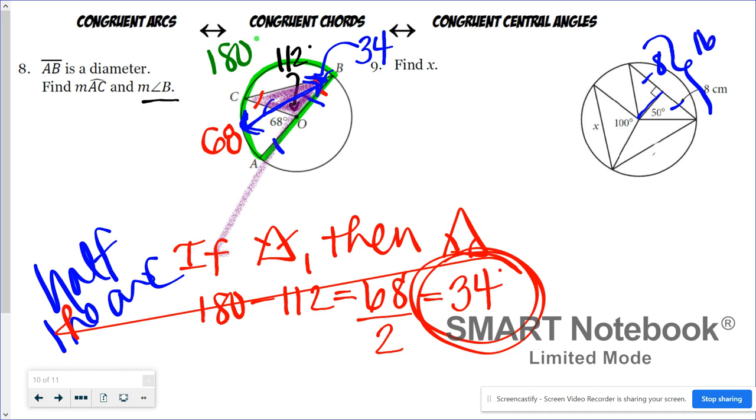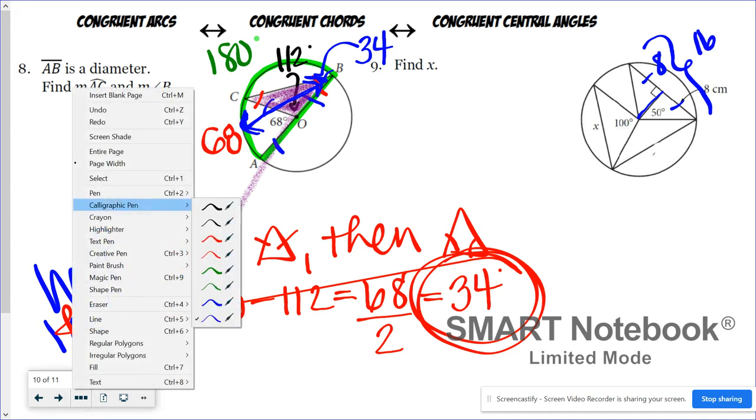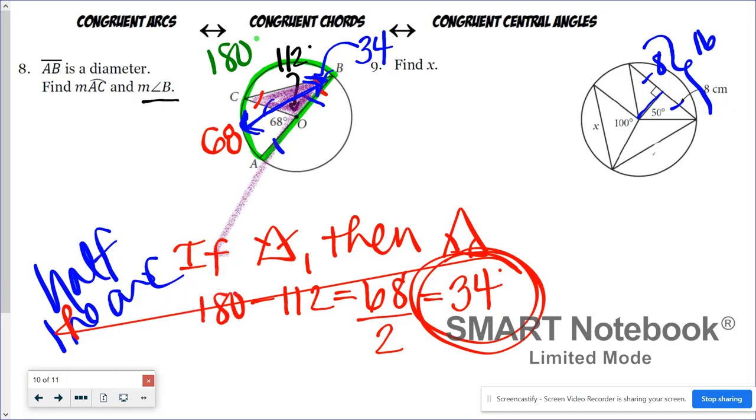So I definitely know that chord on the right is 16. But how do I know that the chord on the left, the x, is also 16? Well, if this angle here is 50, then the angle right next to it is 50, so the two of them together are 100, which means these two angles are congruent. And when you have congruent central angles, you have congruent chords, which means x is 16, just like you thought it was, but now you know why it is.